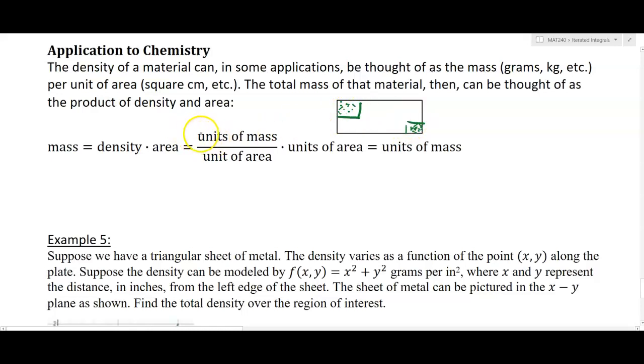So that's measured in units of mass divided by unit of area. And whenever you multiply density by unit of area, so if you multiply the density of this sheet of steel by its area, you get, well, look at the units. Units of area cancel out and you're left with mass. So mass is equal to density times area.